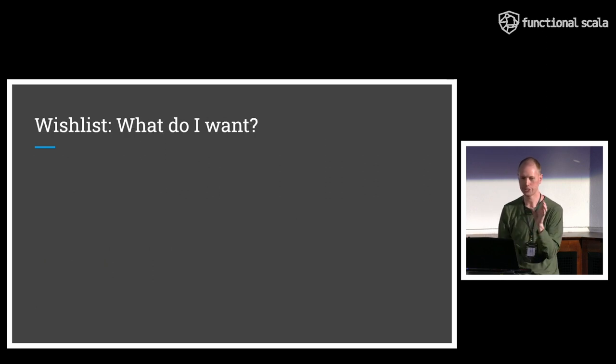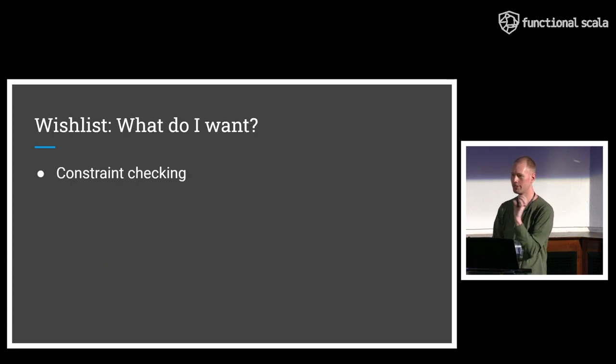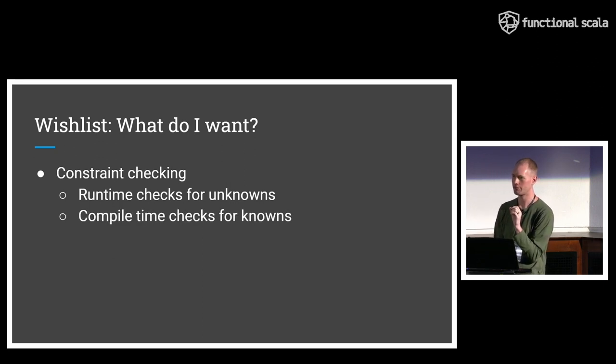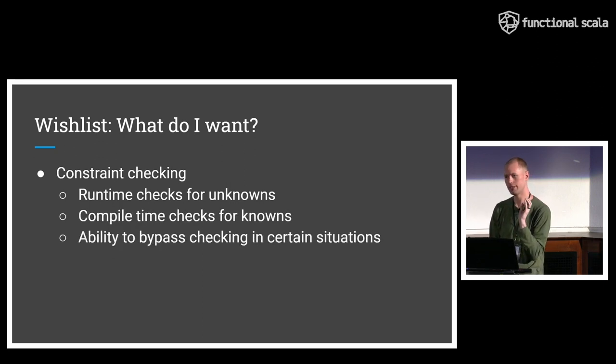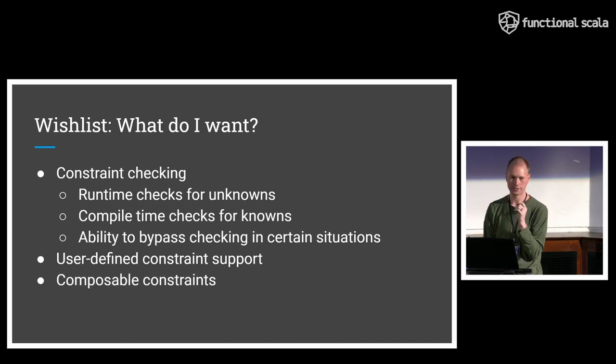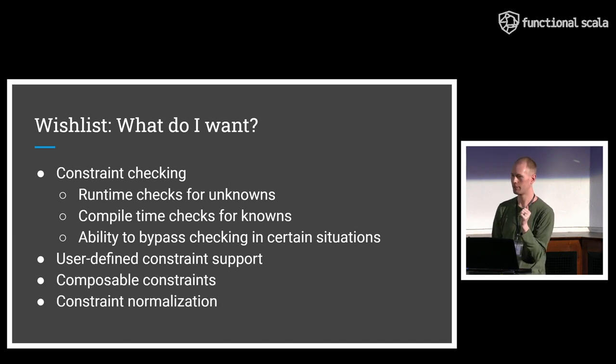So wishlist, what do I want, right? I want constraint checking. I want runtime checks for unknowns. I want compile time checks for knowns. I also would like to have some way to bypass, if I really need to. I'd also like users to be able to define their constraints. I'd like these constraints to compose, and I'd love some kind of constraint normalization. That's my wish list. So let's try to do that.